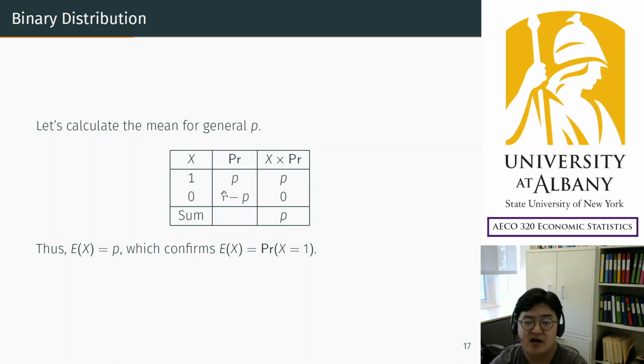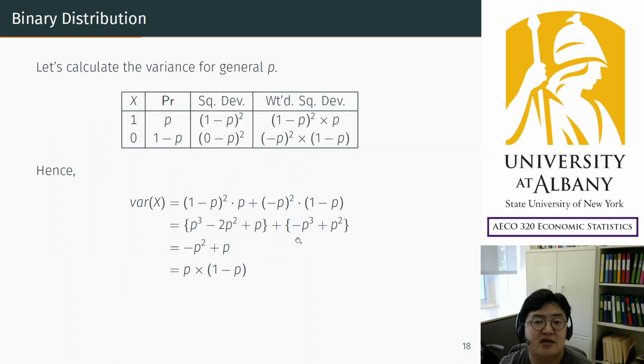And then the other probability is 1 minus P. And then from here, let's calculate the mean. 1 times P, 0 times 1 minus P. So P and 0. Sum is P, which is the mean. So again, this confirms what we knew. The mean should be the probability of success, the parameter. Okay, so this is natural, not surprising.